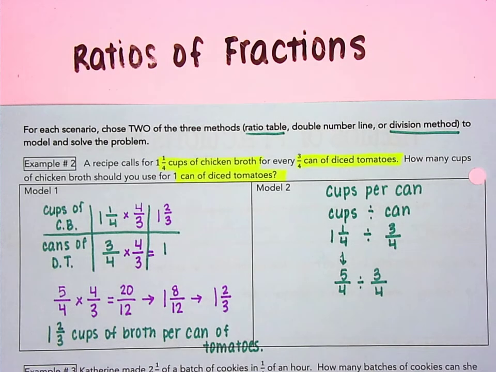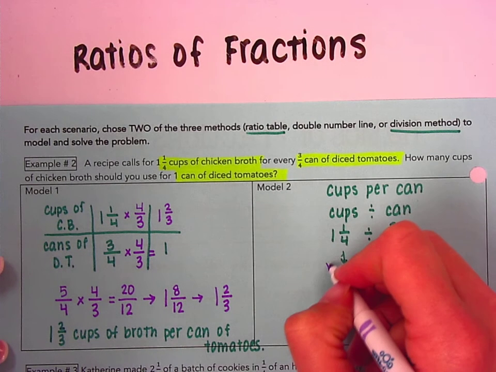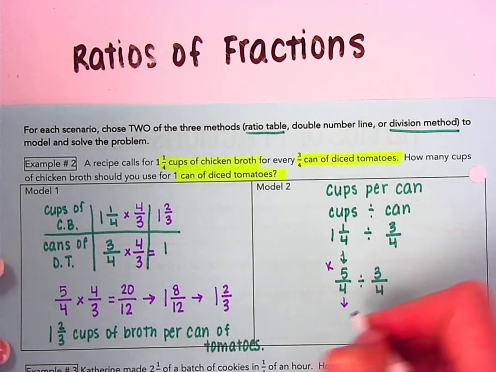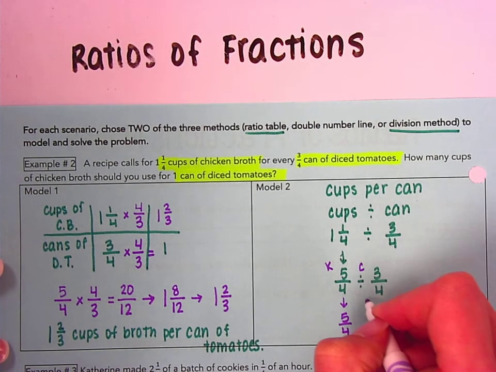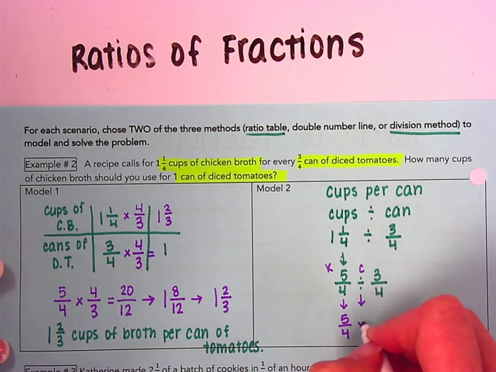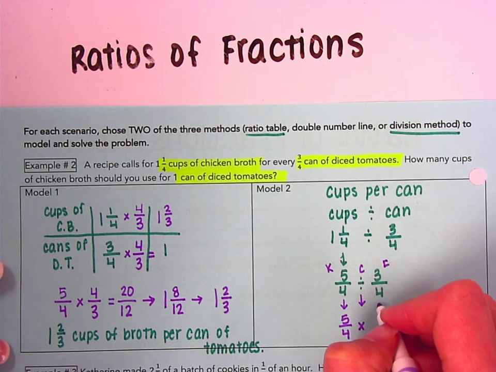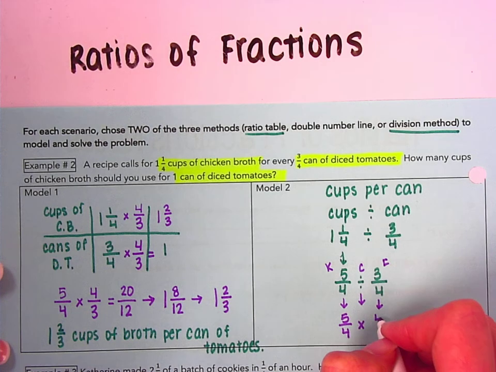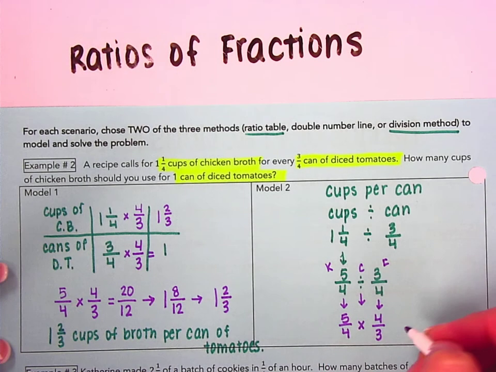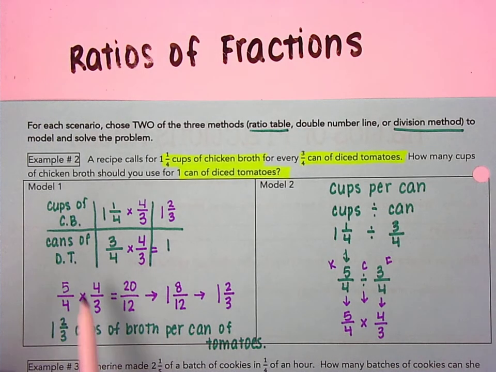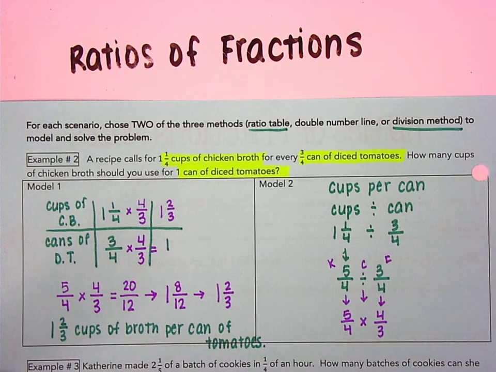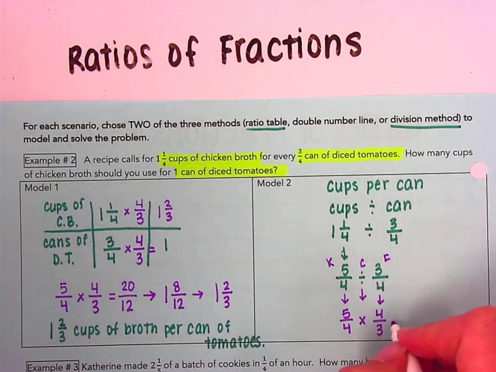As a reminder, when we divide our fractions, we keep that acronym KCF in mind, where we keep that first fraction the same. So we're keeping 5/4 the same. We are changing our sign to multiplication, and we are flipping our second fraction to 4/3. Ultimately, this ends up being the same exact math statement that we looked at in our first example. And now we can go and multiply.